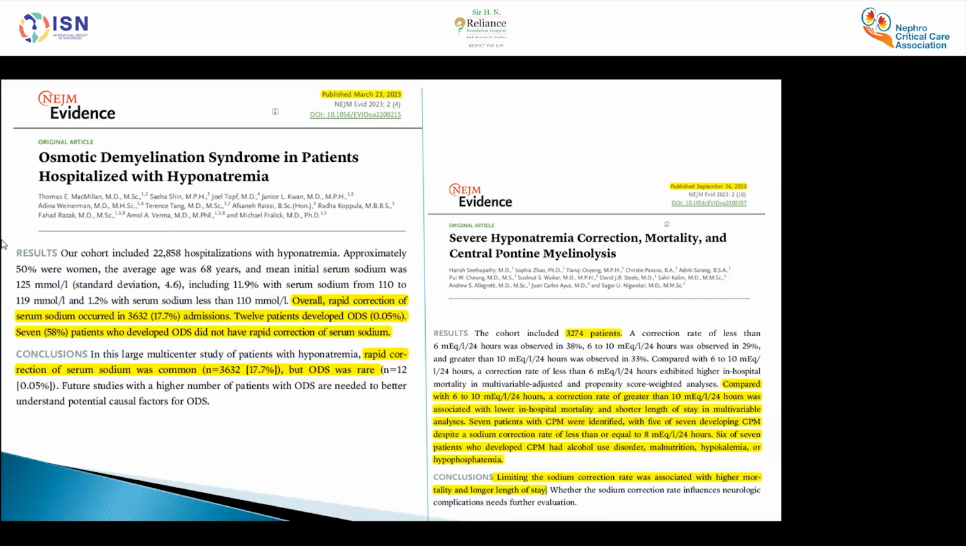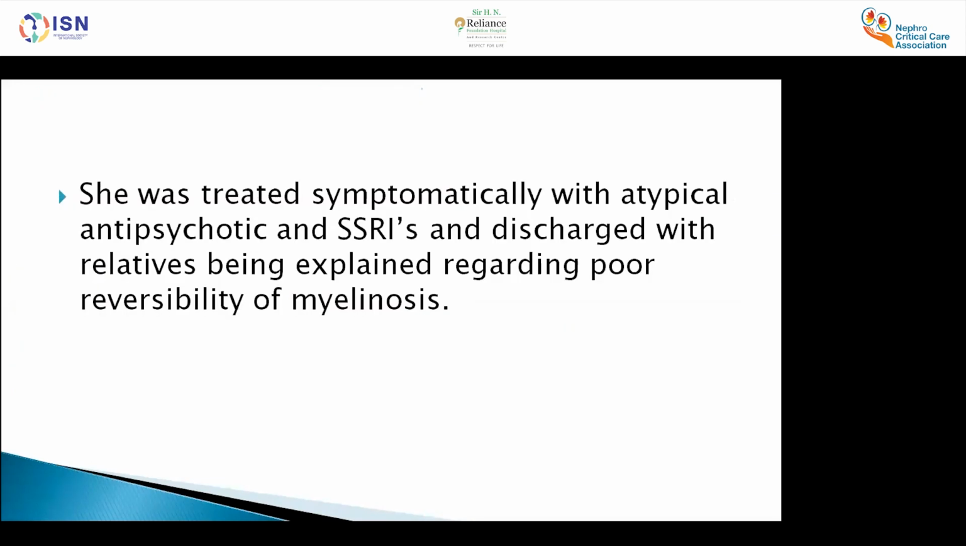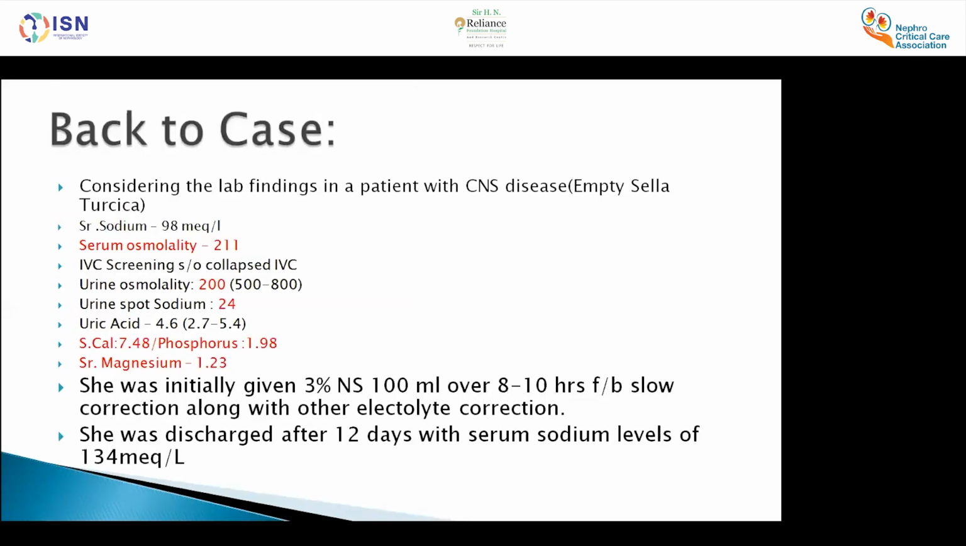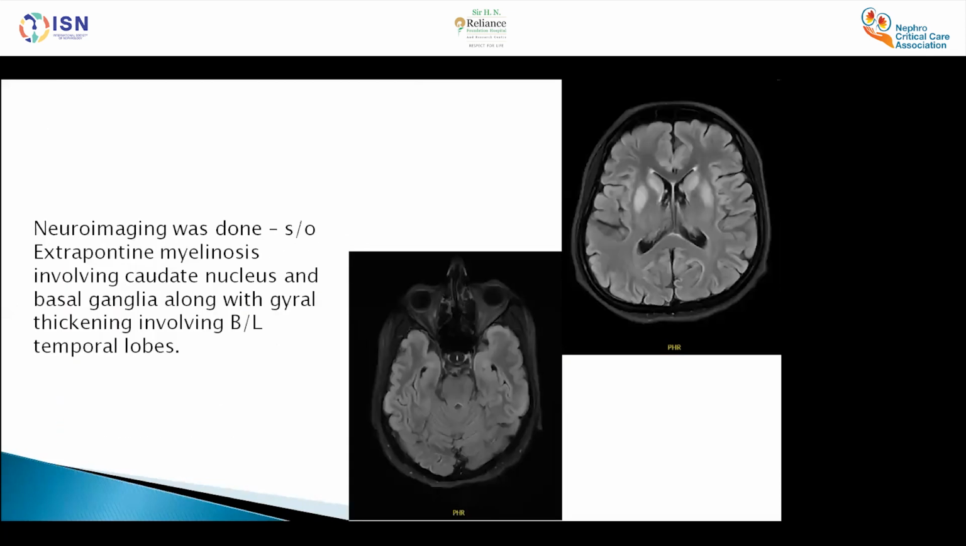So the conclusion they have derived is that limiting the sodium correction rate was associated with higher mortality and longer length of stay, and whether the sodium correction rate influences neurologic complications needs further evaluation. But they have kind of proved that alcohol use disorder, malnutrition, hypokalemia, or hypophosphatemia is associated with a higher risk of central pontine myelinosis. So our patient also had hypophosphatemia. Most probably that might have predisposed her to extrapontine myelinosis in spite of slow correction of sodium.